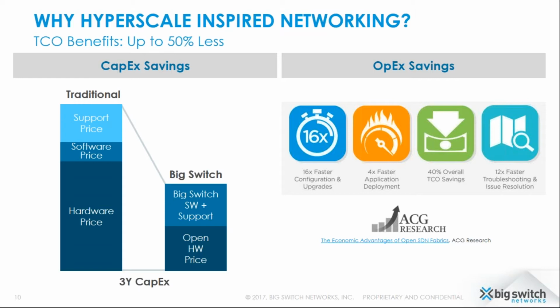So when you look at just a 3-year CapEx in terms of savings on your initial purchase, there's a huge value there. And then it goes beyond that when we start looking at OpEx. Because we're building these fabric solutions, we've got a single pane of glass. Troubleshooting is faster. Configuration is much faster. ACG did an independent study on our solution specifically to look at exactly how much savings customers are getting on the operational side of things.